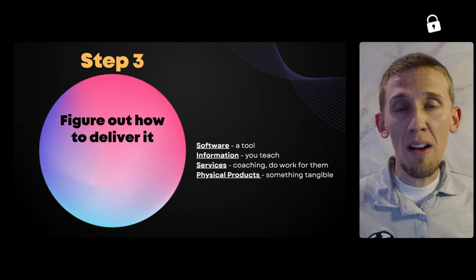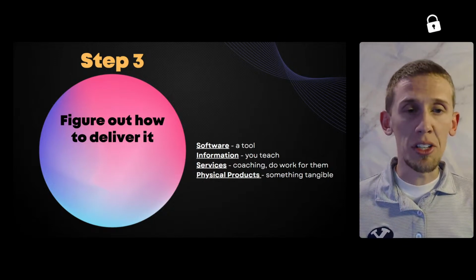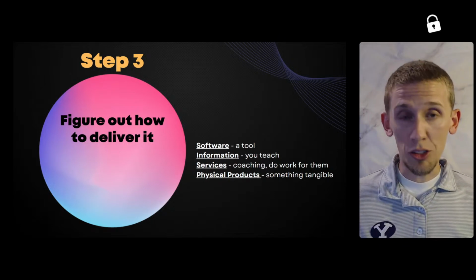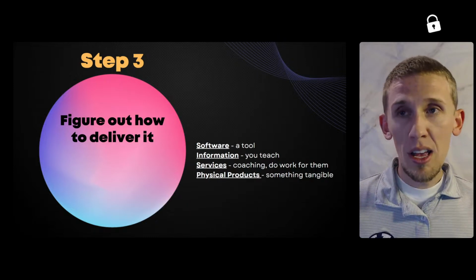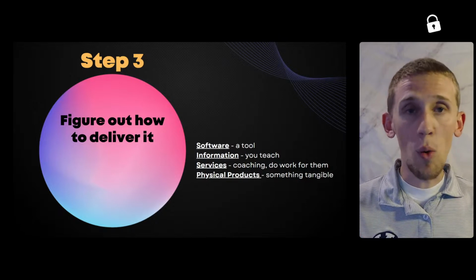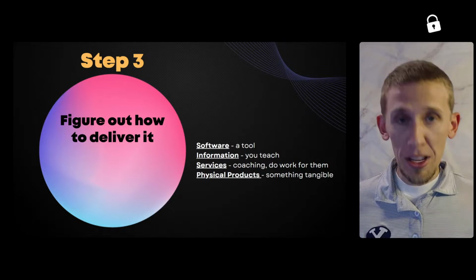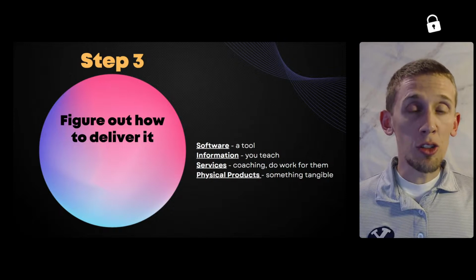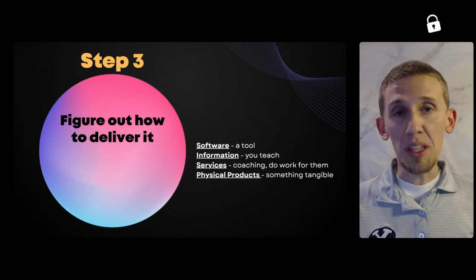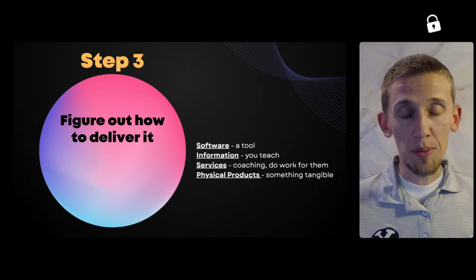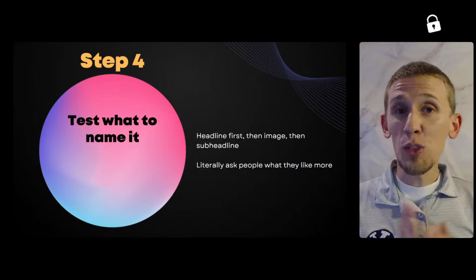So step number 3 is figure out how to deliver it. Now there are 4 different ways or mediums you can deliver something. It could be a software, like a tool. So for example, that could be a spreadsheet or some kind of web-based software. It could be information, so something you teach, like a course or a masterclass or a video or something like that. It could also be a service. You can do coaching or do work for them to help them get there. Or it could be something physical, like a physical product, which is something tangible that they could actually put in their hands and feel.